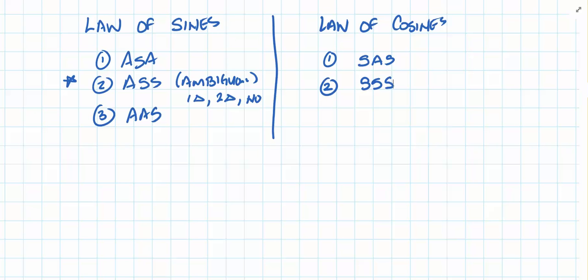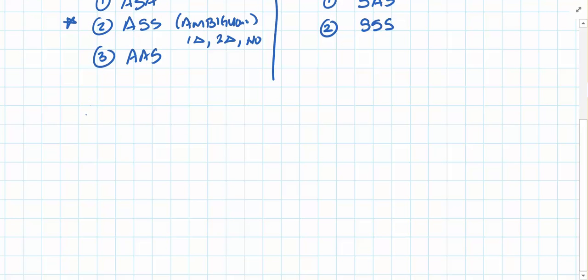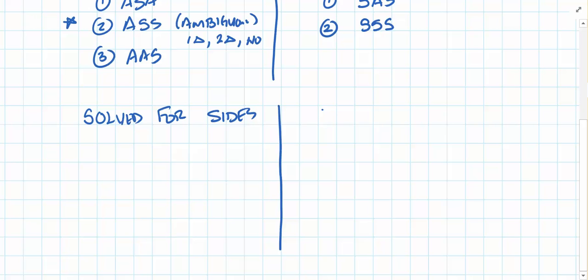Okay, so what is the law of cosines? The way that I have it written up, and I bet this is the same box here, I either have the law of cosines solved for sides, or I have the law of cosines solved for angles.